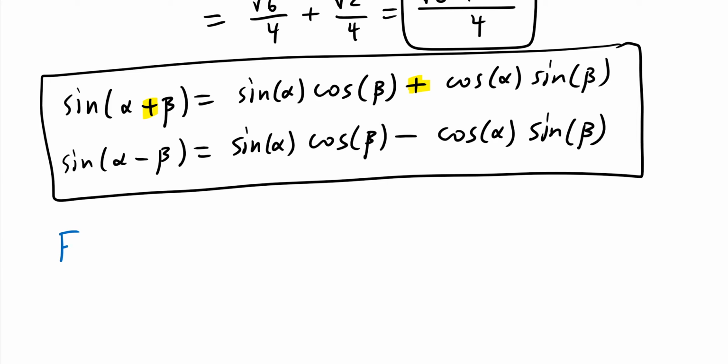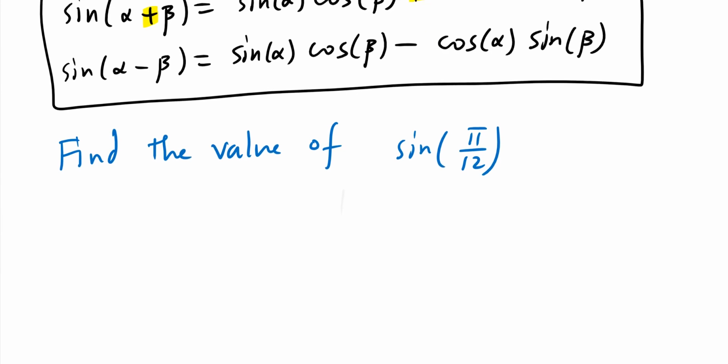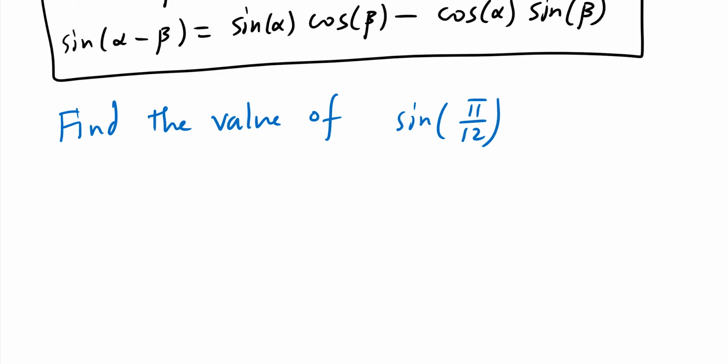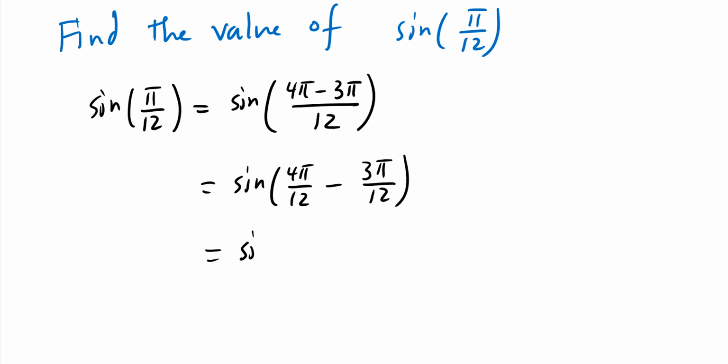How do you apply it? Let's say we're asked to find the value of sine pi over 12. If you don't know what that is, you are welcome to convert this into degrees first and then see what it is. So let's look at sine pi over 12. Let's say I don't know what that is in degrees. One trick is to rewrite this as 4 pi minus 3 pi. Why did we do this? Because the 3 and the 4 go with the 12. So we can split this over 12 minus 3 pi over 12. And that gives us sine of pi over 3 minus pi over 4.